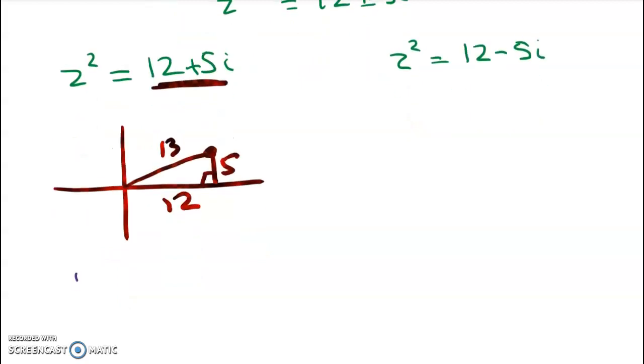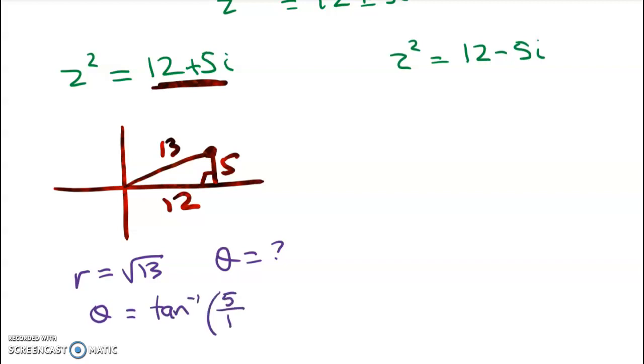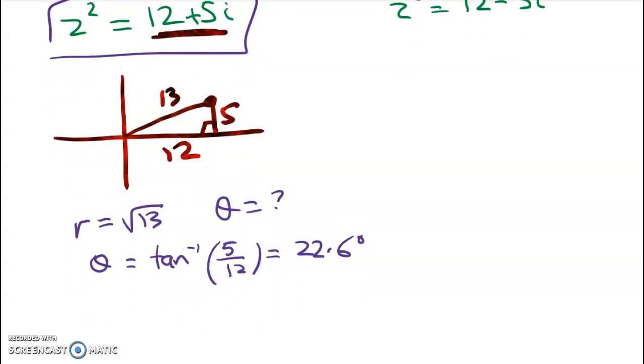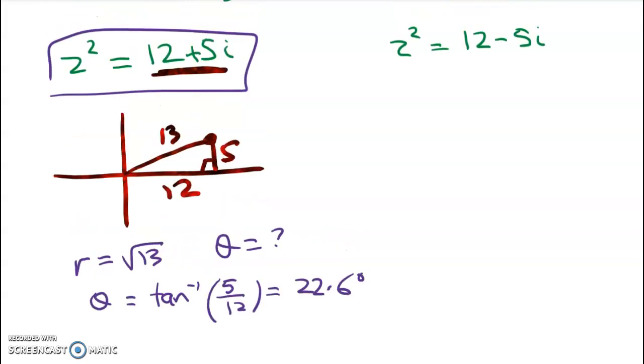So that gives me r is going to be the square root of 13. What is theta? Well, theta is an easy one because we're in the first quadrant. So theta is equal to the angle whose tan is the y over the x, and that gives me 22.6 degrees. So we're now in a position where we can use the de Moivre's theorem stuff, and it's pretty straightforward from there. I'm going to do the same thing with this complex number here.